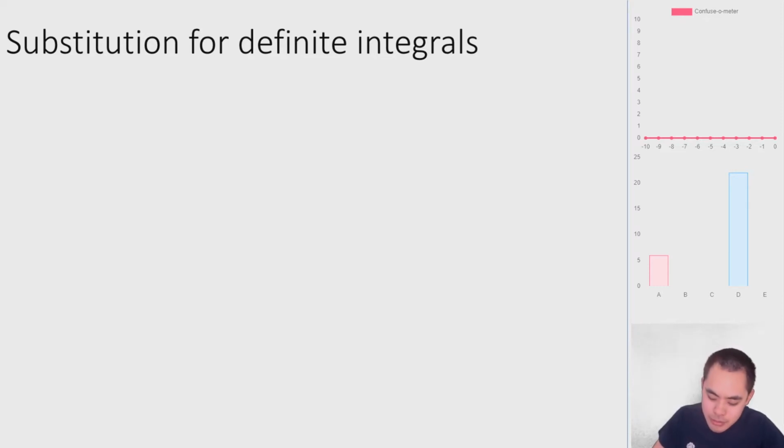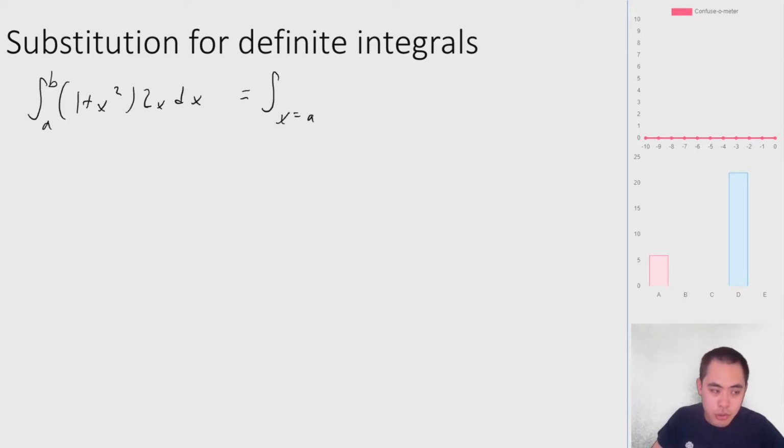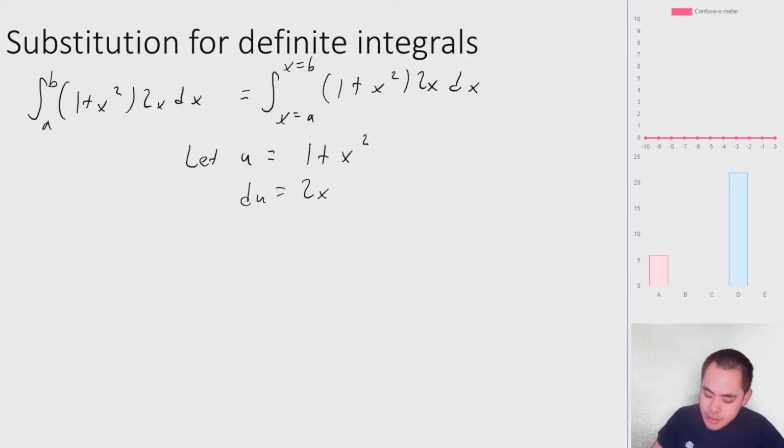So the integral from a to b of (1 plus x squared) 2x dx, well, that is equal to the integral from x equal to a to x equal to b. So I'm just going to rewrite this, by giving the explicit limits of integration. So those are x-axis limits, (1 plus x squared) 2x dx. So now we've done that, what we want to do is let u be equal to 1 plus x squared, and then du is equal to 2x dx.